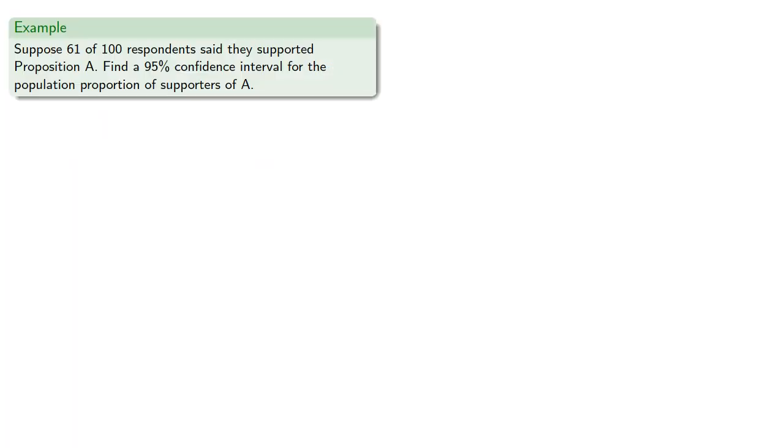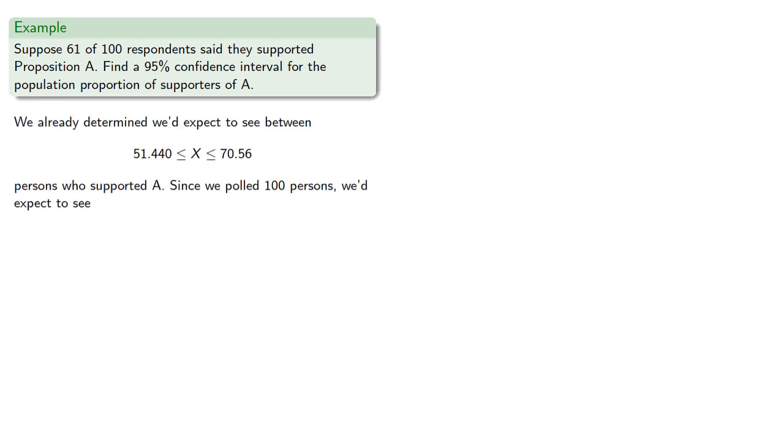So here's how that works. Suppose 61 of 100 respondents said they supported Proposition A. Find a 95% confidence interval for the population proportion of supporters of A. So we already determined we'd expect to see between 51.44 and 70.56 persons who supported A. And since we polled 100 persons, we'd expect to see between 0.5144 and 0.7056 of the population supporting A.